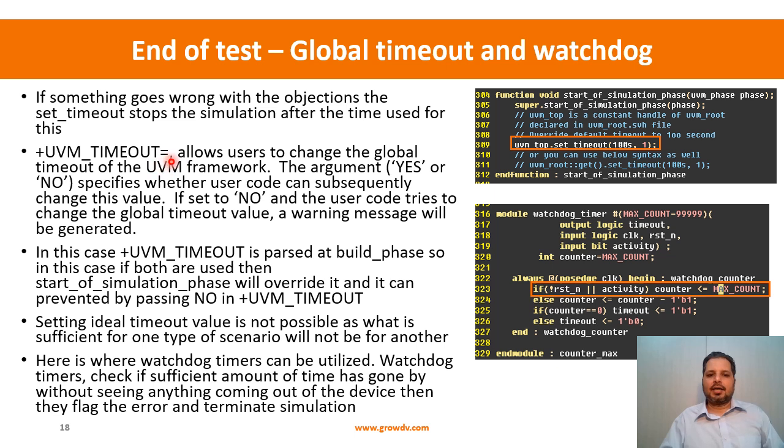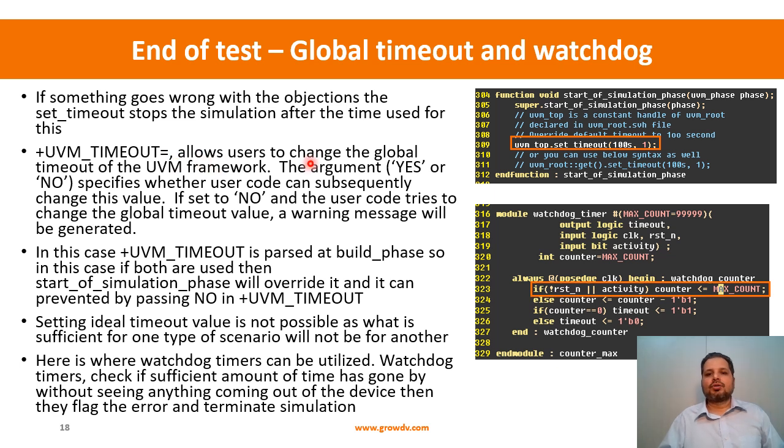argument. Here you can pass two arguments. You can pass the value of the timeout that you want to change from 9,200, which is the default value within UVM, to whatever value you want. Let's say I want 1 second, 2 seconds, whatever, right?